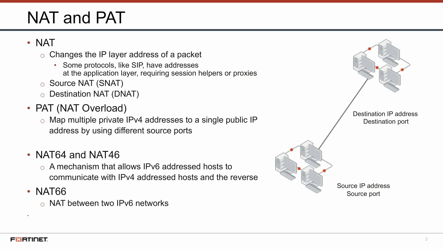NAT64 and NAT46 are the terms used to refer to the mechanism that allows IPv6 addressed hosts to communicate with IPv4 addressed hosts and the reverse. Without this mechanism, an IPv6 node on a network, such as a corporate LAN, would not be able to communicate with a website that was in an IPv4 only environment, and IPv4 environments would not be able to connect to IPv6 networks. NAT66 is NAT between two IPv6 networks.